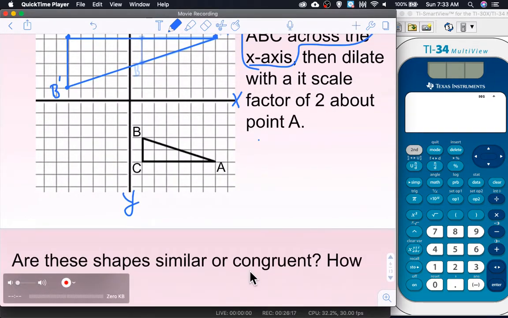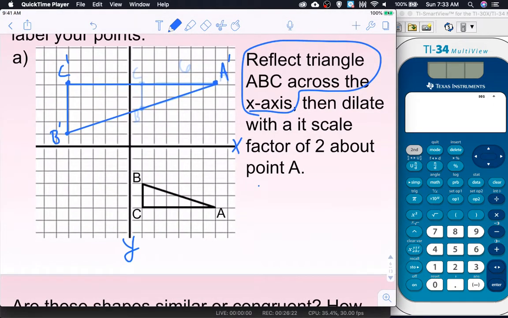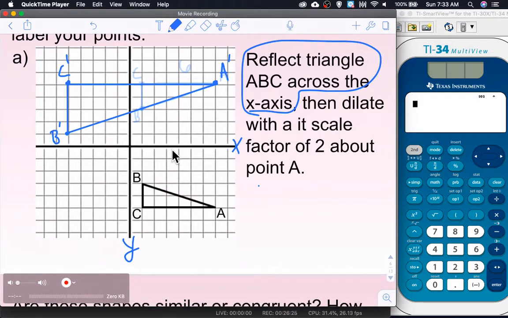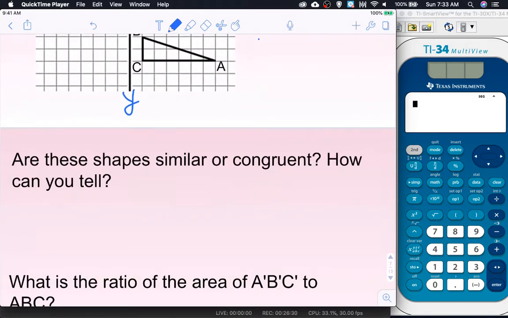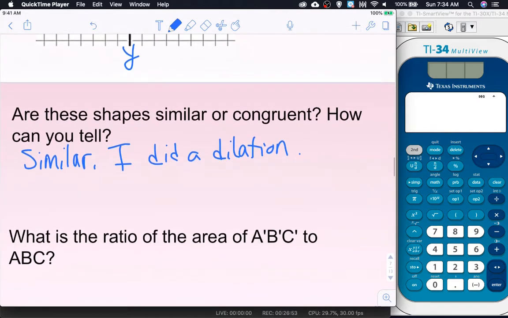Are these shapes similar or congruent? And how can you tell? Well, these shapes are not congruent because they're not twins. They're not exactly the same. They are similar. And how can I tell? I did a dilation. And dilations make similar figures. So that's a nice, pretty clear answer. I mean, a dilation happened. Dilations make similar figures. Boom. That's interesting.